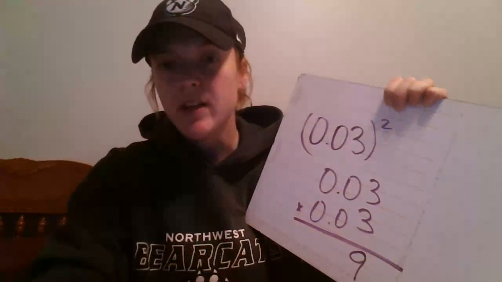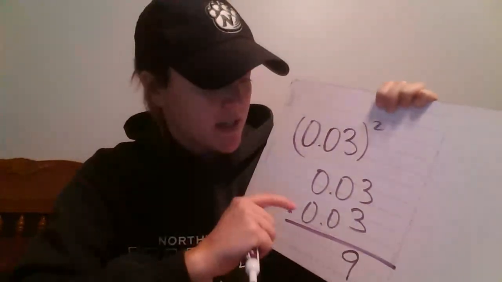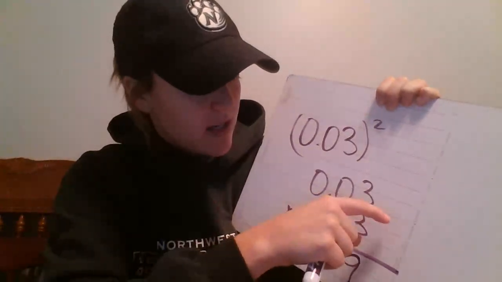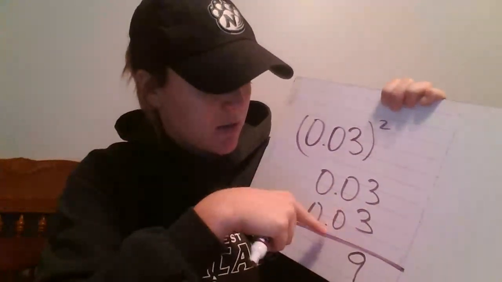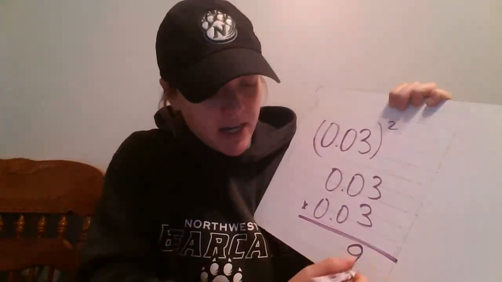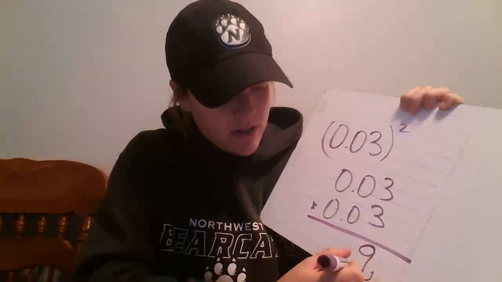But if we are going to move our decimal point, 0.03 has 2 decimal places. 0.03 also has 2 decimal places. So if we add those 2 together, we're going to have to move it over 4 times. So we start our decimal place behind the 9, move it once, twice, 3, and 4. So our decimal place is going to go here.